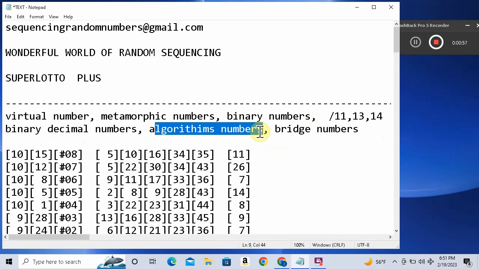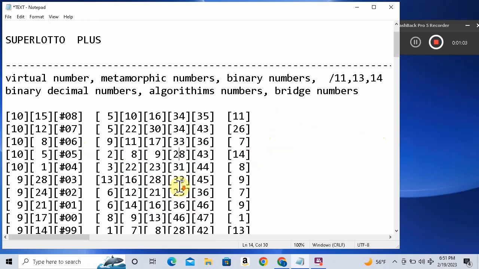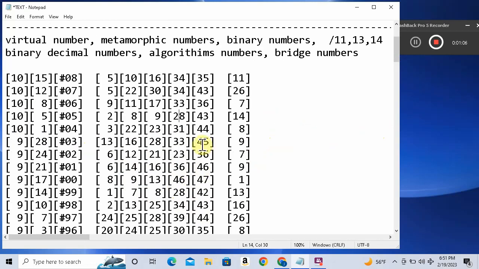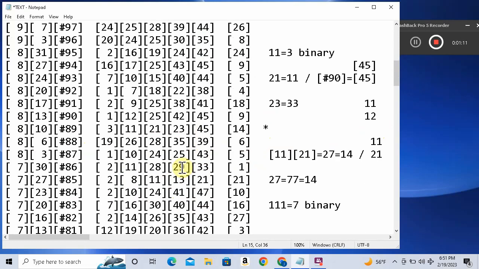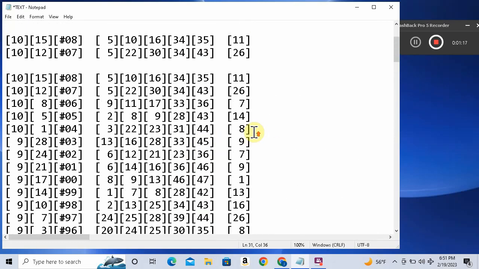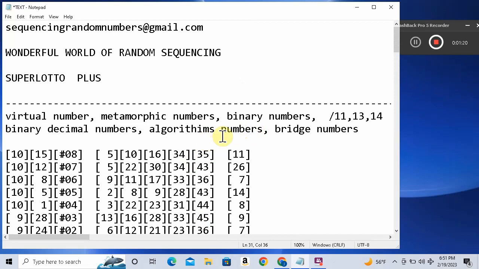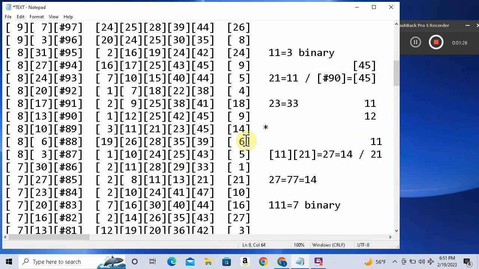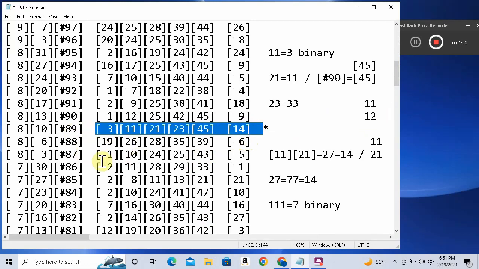Algorithms. All numbers have an algorithm, and big numbers too. And algorithms are also linked to the right-hand side, like this right here. And sometimes they're big numbers, like here's 59. Anyway, so this is the concept of the algorithms, and then bridge numbers. I already said these are bridge numbers right here. So we're going to be talking about this particular sequence right here, Lotto sequence. It is the 3, 11, 21, 23, 45, and 14.